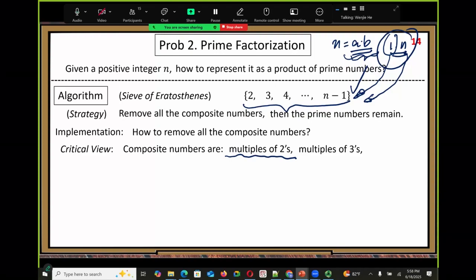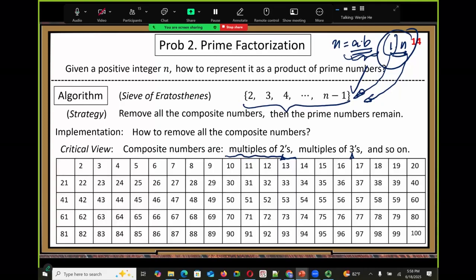But what's the next one? If you want to call it non-trivial multiples of 4, well, when you consider multiples of 2's, the first category already contains the multiples of 4, right? So after that, we should consider multiples of 5. You can see this number should be a prime number. 5, then 7, things like that. So that's the idea.